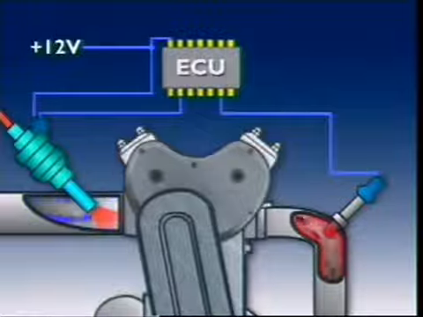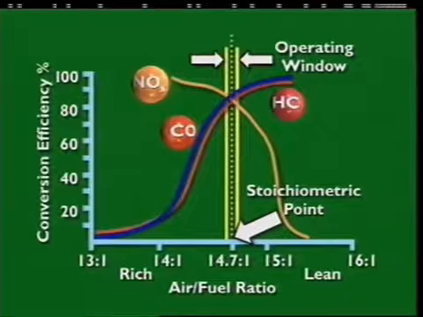The control unit then adjusts the amount of fuel being injected into the engine to keep the air-fuel ratio very close to the chemically correct composition for complete combustion. By mass, this is 14.7 parts of air to 1 of fuel, known as the stoichiometric ratio. Maintaining the stoichiometric ratio within close limits is necessary for the catalytic converter to operate efficiently.